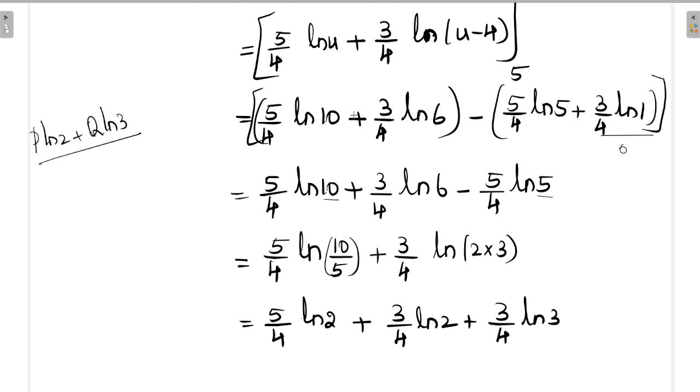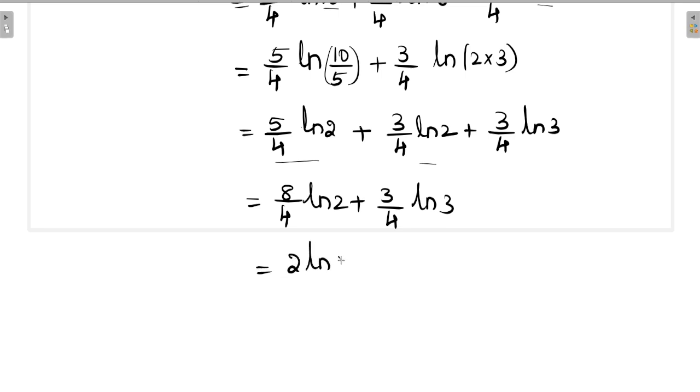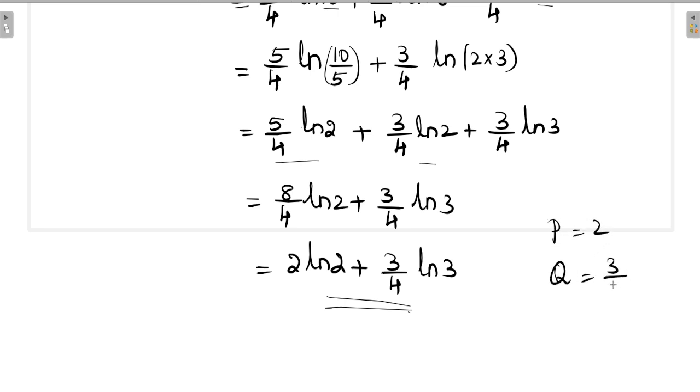Now let's simplify. These two terms are ln 2 and ln 2. So 5 plus 3 is 8. So 8 by 4 ln 2 plus 3 by 4 ln 3. 8 by 4 is 2. So the answer is 2 ln 2 plus 3 by 4 ln 3. This is the answer. P equal to 2 and Q equal to 3 by 4.